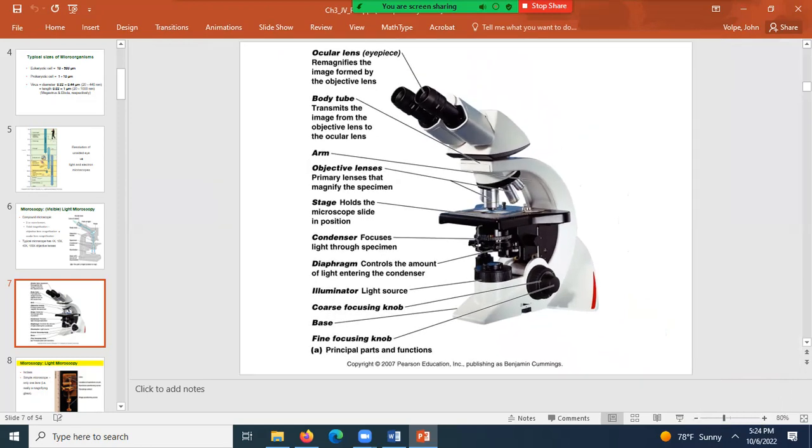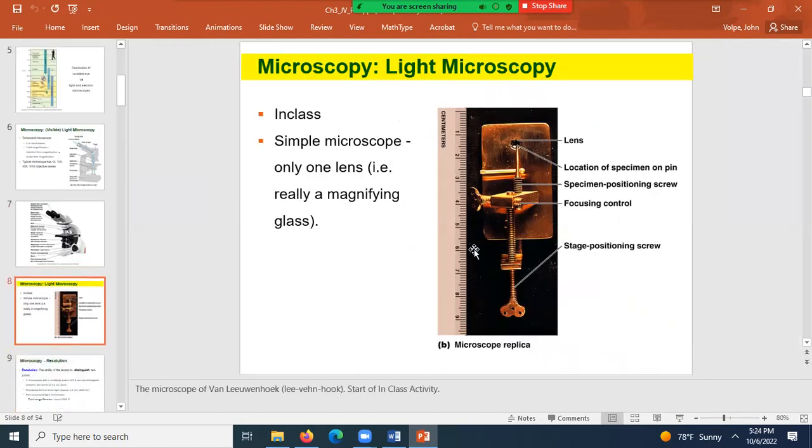All right. You should know how a compound light microscope differs, shown here, from a simple microscope shown here. A simple microscope is one that only has one magnification lens. So a simple microscope, really all it is, is a super duper magnifying lens. And this is a microscope that Antony van Leeuwenhoek made, which was a simple microscope. Any question about any of that?